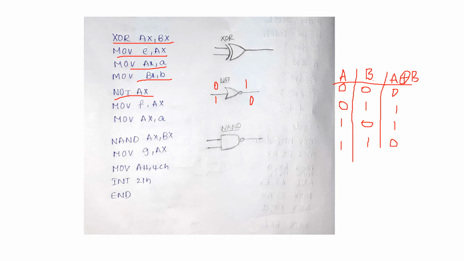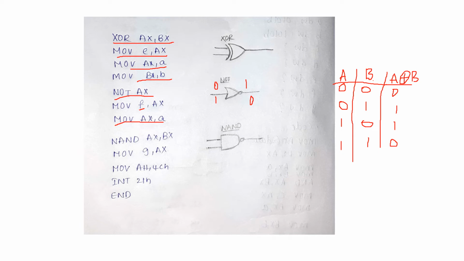Now here we send AX, that is A. The complement of A is stored in the AX register. Now the value of the complement of A is stored in F and the A value is restored.